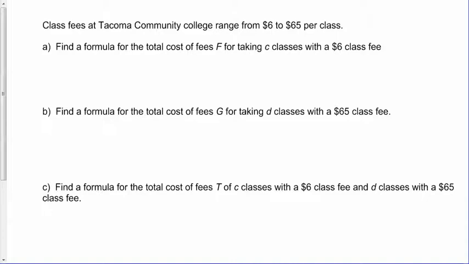Class fees at Tacoma Community College range from $6 to $65 per class. Now, there's a number of things they're going to ask us to do with that information. First, we're going to find a formula for the total cost of fees F for taking C classes with a $6 class fee. And then we're going to find a formula for the total cost of fees G for taking D classes with a $65 class fee.